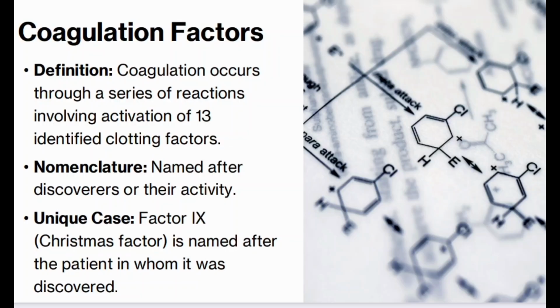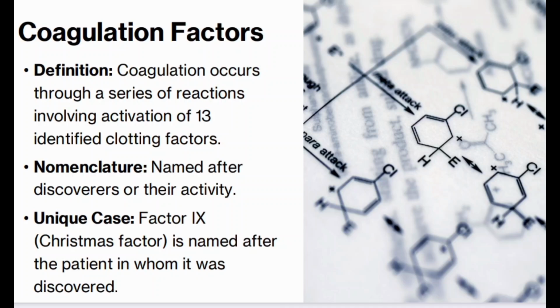Coagulation factors. Definition. Coagulation occurs through a series of reactions involving activation of 13 identified clotting factors. Nomenclature: named after discoverers or their activity. Unique case: Factor IX, that is Christmas factor, is named after the patient in whom it was discovered.